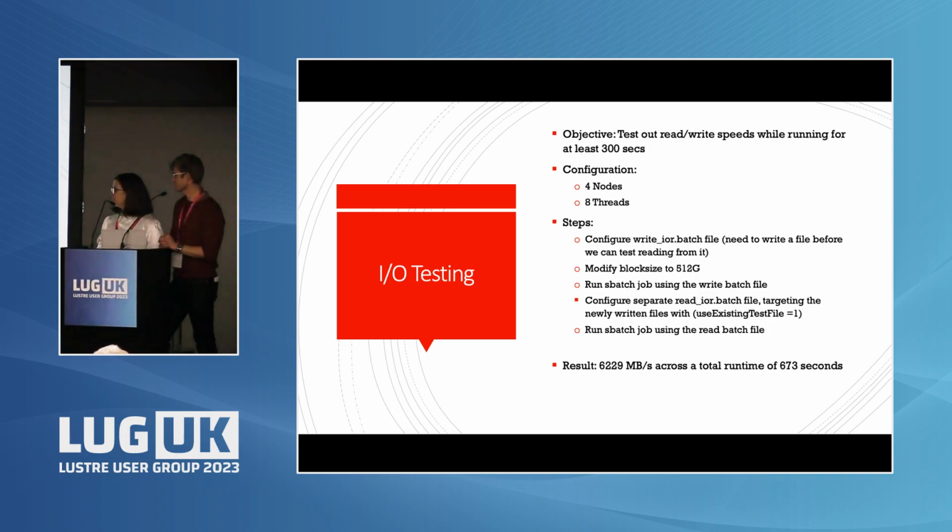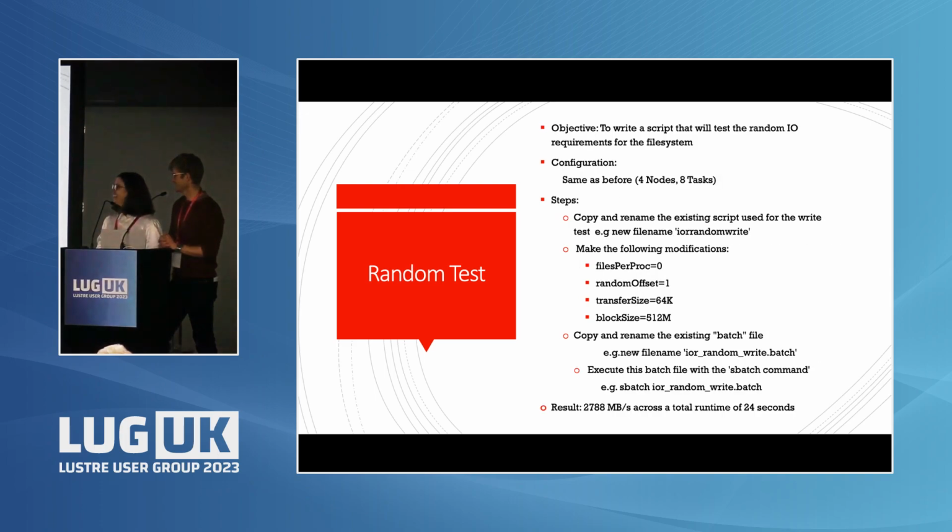The next thing we did was the random test. Our configuration was the same as before, 4 nodes, 8 tasks. We copied and renamed the script and made some modifications, which are on the screen. The block size is a lot smaller than previously, and we also had to copy and rename the batch file. This was all a learning experience for us, never having used this before.